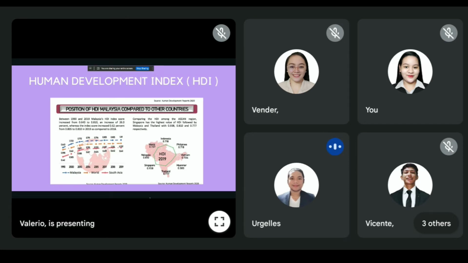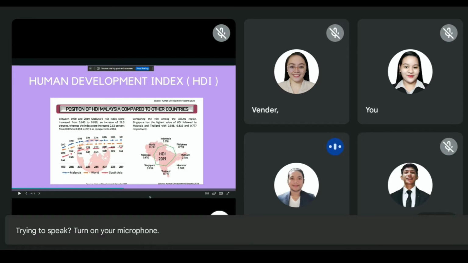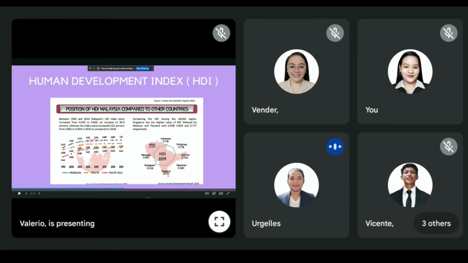A long and healthy life is measured by life expectancy. Knowledge level is measured by mean years of schooling among the adult population, which is the average number of years of schooling received in a lifetime by people aged 25 years and older, and access to learning and knowledge by expected years of schooling for children of school entry age, which is the total number of years of schooling which a child of school entry age can expect to receive if prevailing patterns of age-specific enrollment rates stay the same throughout the child's life. Standard of living is measured by gross national income, or GNI per capita, expressed in constant 2017 international dollars converted using purchasing power parity, or PPP, conversion rates.